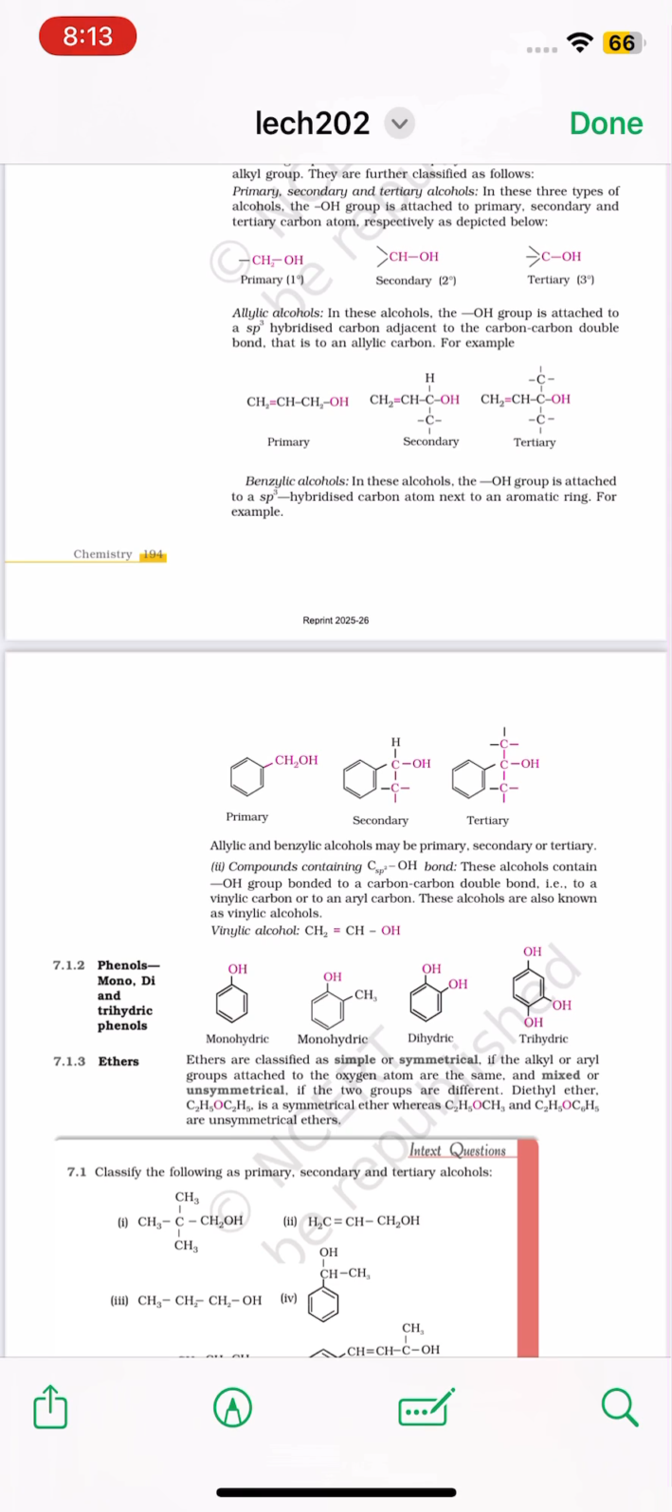Allylic and benzylic alcohols may be primary, secondary, or tertiary. Compounds containing sp2 C-OH bonds: these alcohols contain an OH group bonded to a carbon-carbon double bond, i.e., to a vinylic carbon or to an aryl carbon. These alcohols are also known as vinylic alcohols. Vinylic alcohol: CH2=CHOH.